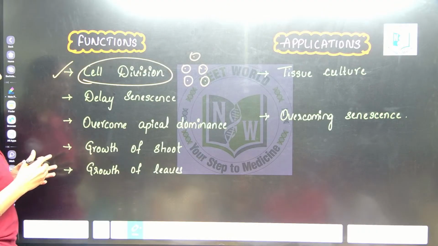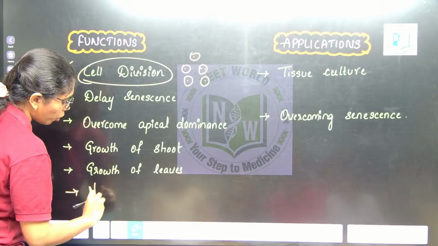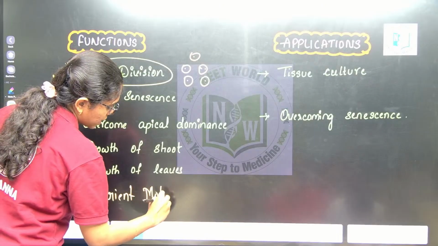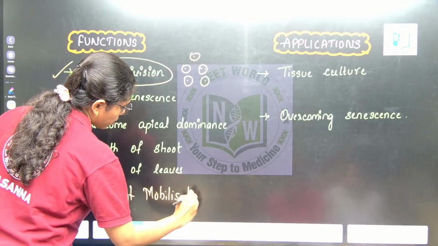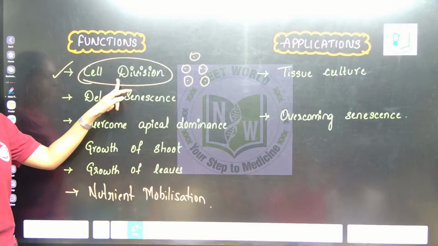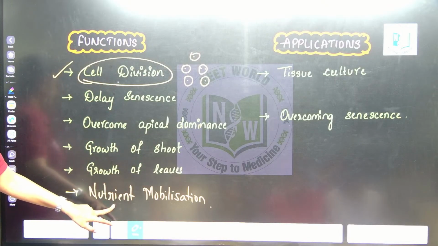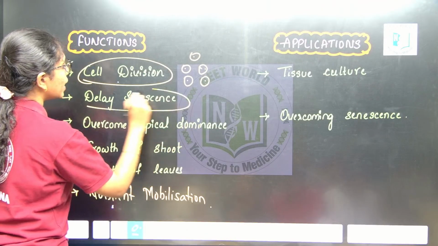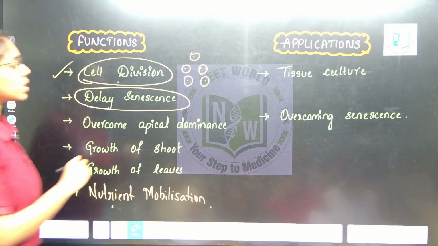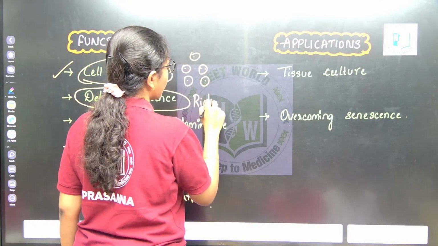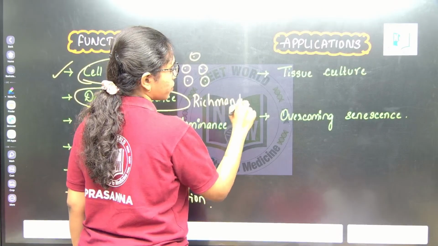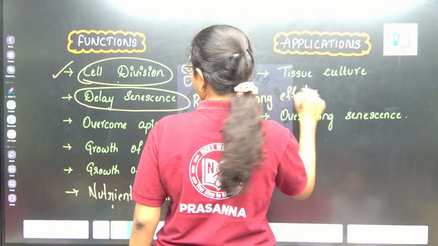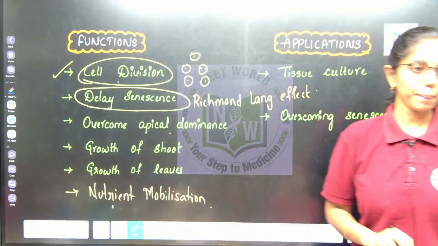So, they actively participate in nutrient mobilization as well. Increase in cell division and nutrient mobilization. As it keeps the cells active, cytokinin will delay the process of senescence, which is explained in Richmond-Lang effect. Fine. And this overcomes the apical dominance.